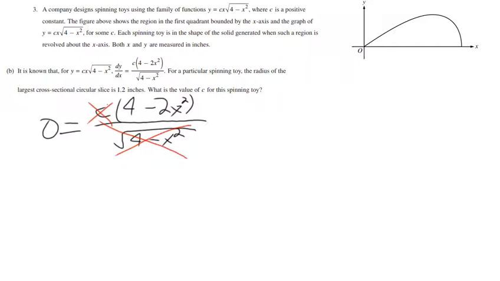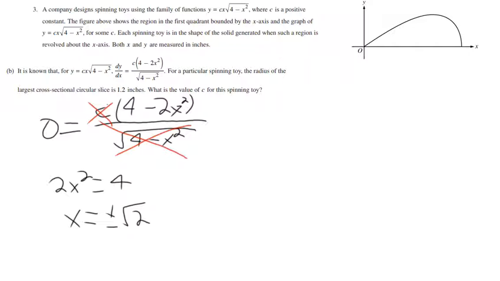I'll add 2x squared to both sides. I have 2x squared equals 4. Divide both sides by 2, take the square root. I have x equals plus or minus the square root of 2. Which is it? Is it positive or negative?